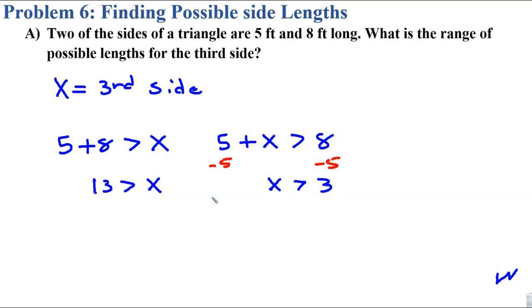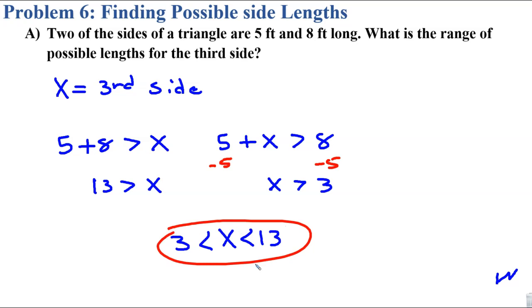So 13 is greater than X, and X is greater than 3. It's a compound inequality, so I can put those together. I can just put X between the 13 and the 3. And that gives me a range of possibilities. Anything between the two of those numbers will work for the third side of my triangle.